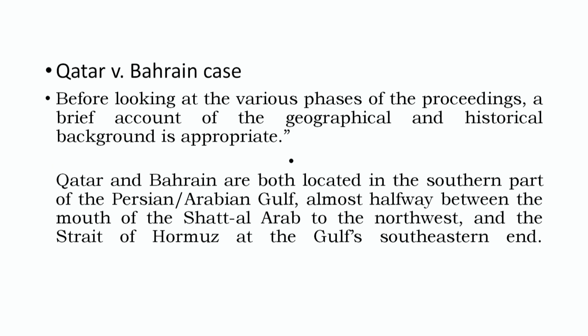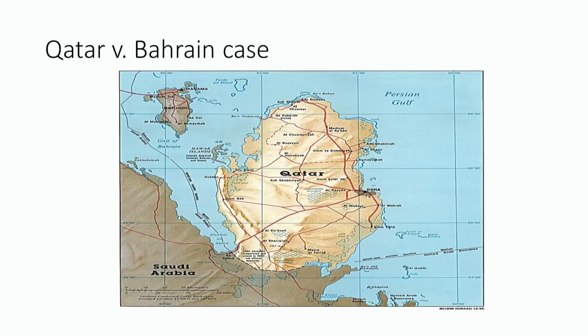Before looking at the various phases of the proceedings, a brief account of the geographical and historical background is appropriate. Party I have just discussed now. Qatar and Bahrain are both located in the southern part of the Persian/Arabian Gulf, almost halfway between the mouth of Shatt al-Arab to the northwest and the Strait of Hormuz at the Gulf's southeastern end. So let's see through this map where the two countries are located.